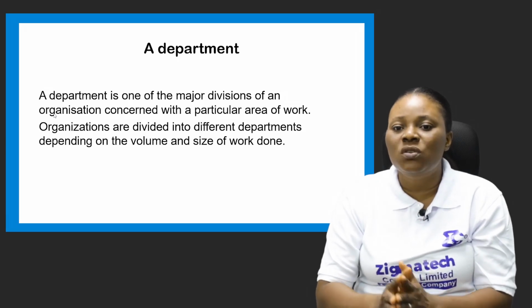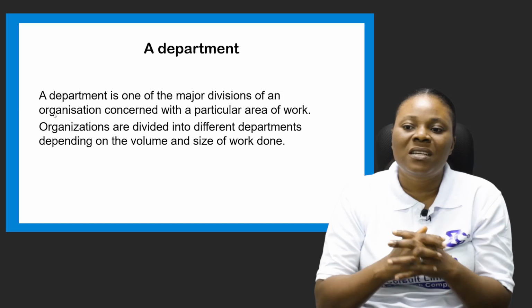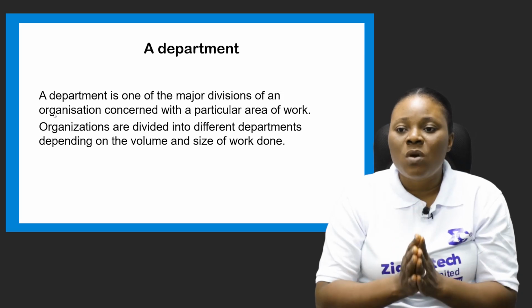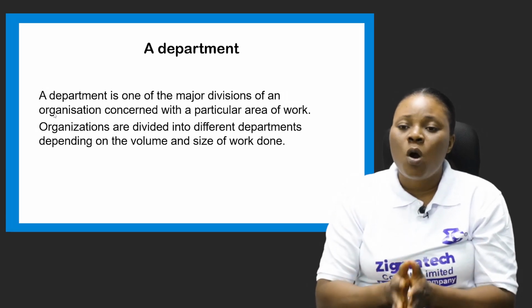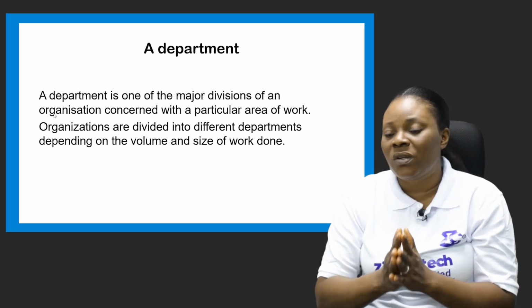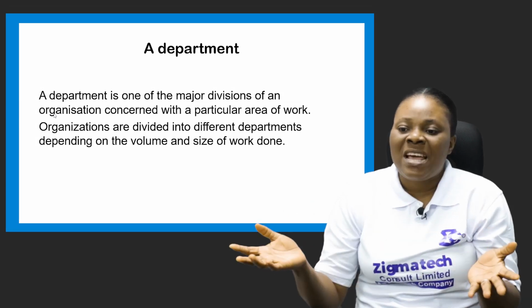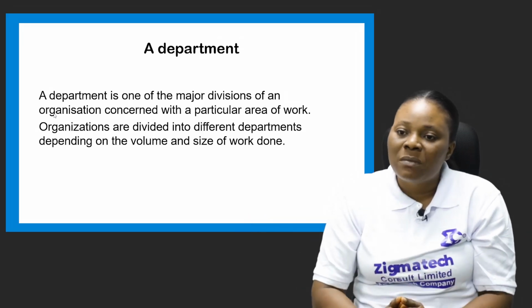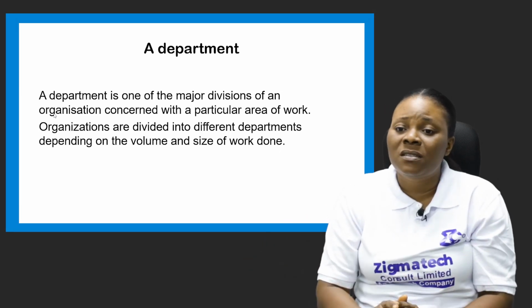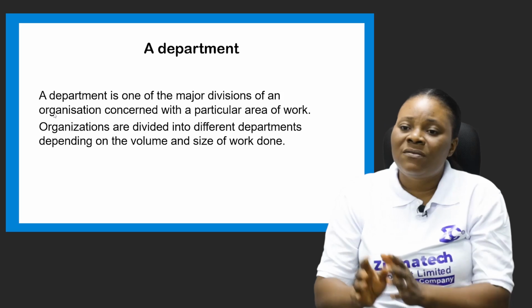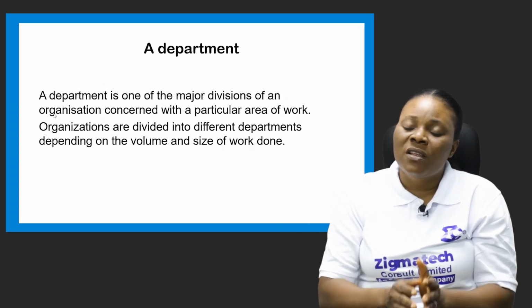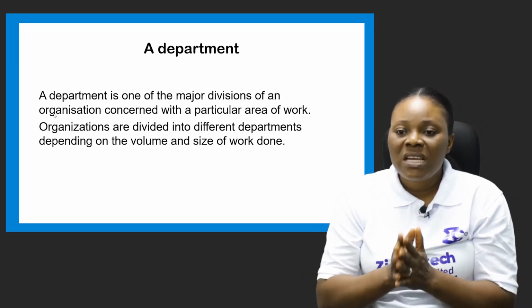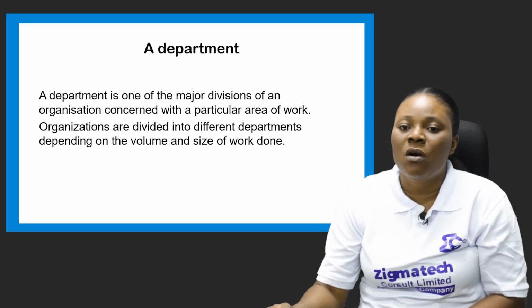Organizations are divided into different departments depending on the volume and the size of work done. So the major reason why an organization has different departments is because of the volume and size of work done there. Let me use a school setting as an example. In a school, you have the administrative department, the science department, the arts department, the social science department, the commercial department, and so on and so forth. Each department has its own particular area of work.